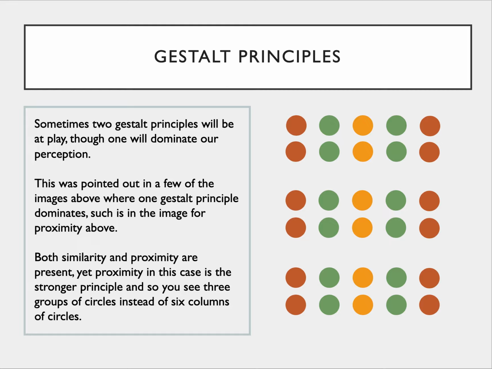Now, obviously, you have thought about this. Sometimes, we have seen two principles will be in play at one time. But one will almost always dominate our perception. And we looked at some examples of that previously. So in this case, both similarity and proximity are present, yet proximity in this case is the stronger principle. So you see 3 groups of circles instead of 6 columns of circles.